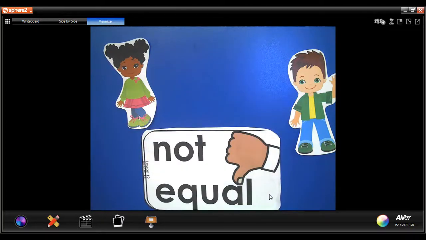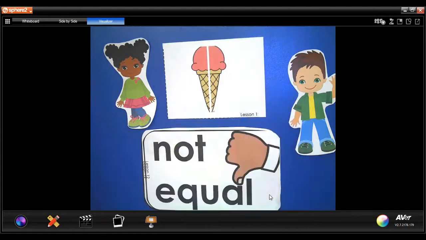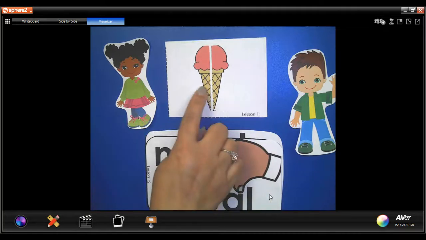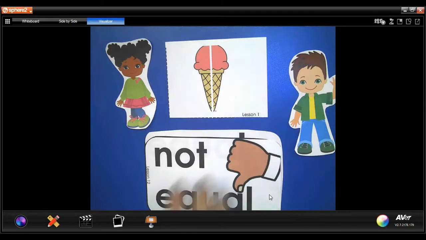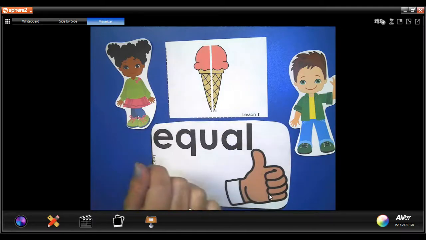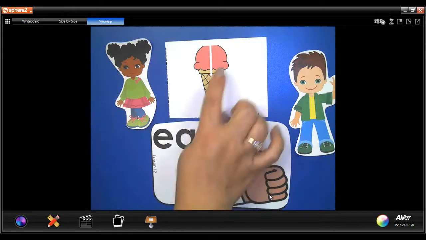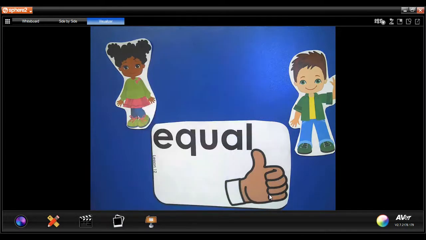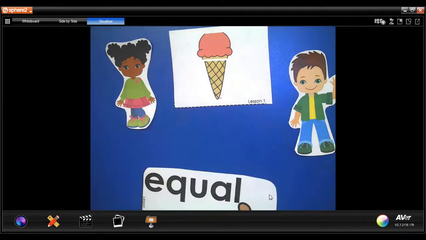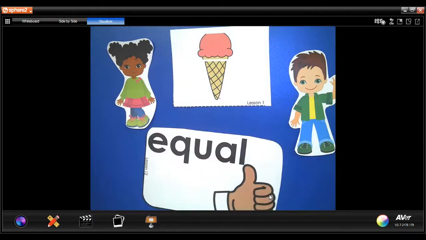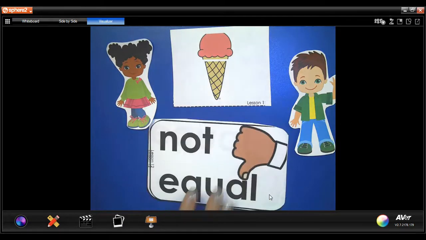Okay, so let me see if I have another one. What about this ice cream cone? Is that equal or not equal? She gets this side and he gets that side. What do you think? It's going to be equal. It's the same size. So she's going to get the very same thing as he is. So it is equal and they're both happy about it. What about if I gave them this ice cream cone? If I divide it right here and I give her all the ice cream and I only give him the cone. Is that equal or not equal? Well, that's going to be not equal, right?